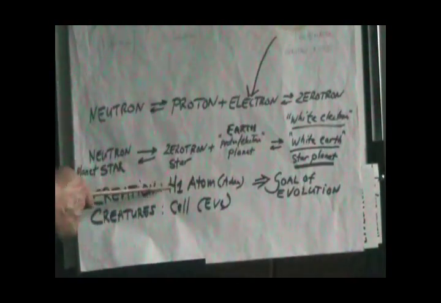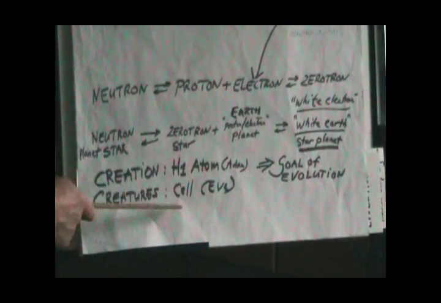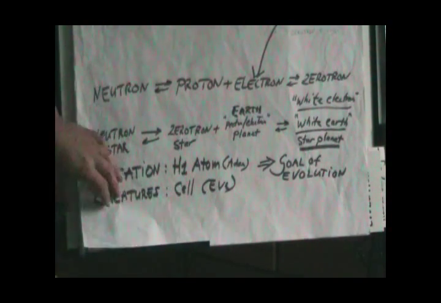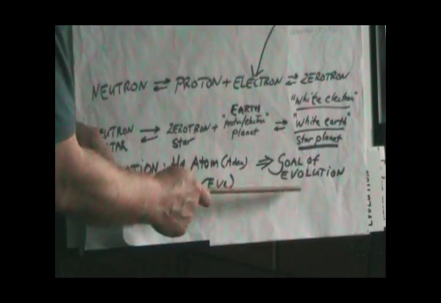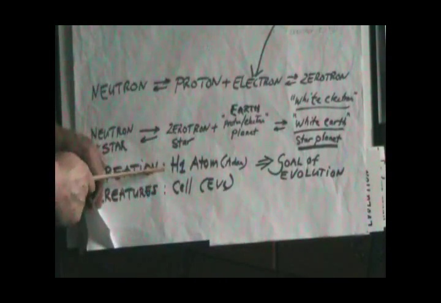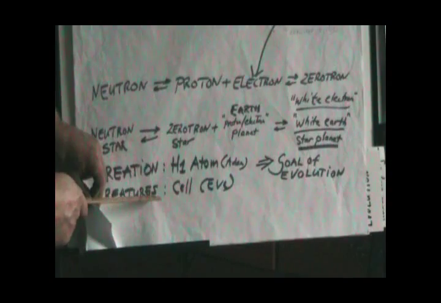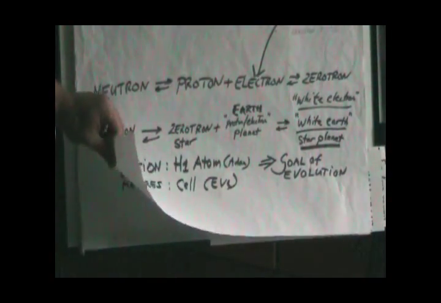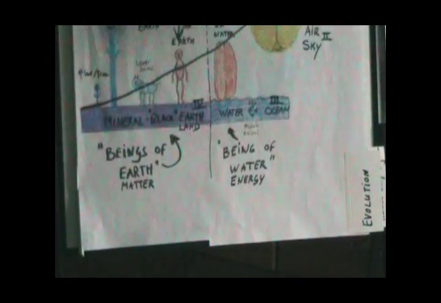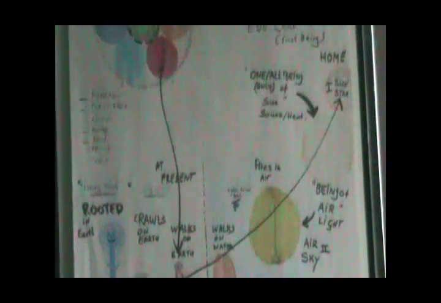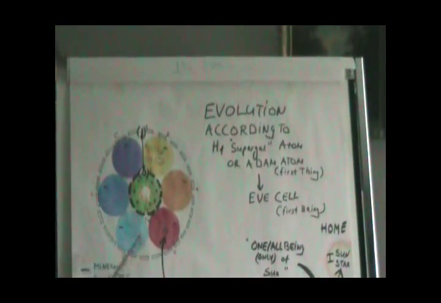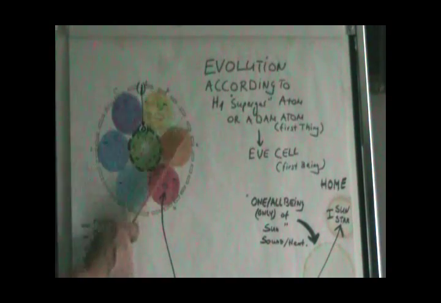Okay, so I call the H1 atom Adam, and the cell I call Eve. So what was the goal of all this? The goal of creation was to give the creatures a chance to develop and to become like a star being. So that's the evolution. Now quickly put the evolution down as follows. Again, I should be able to get the evolution out of the atom.